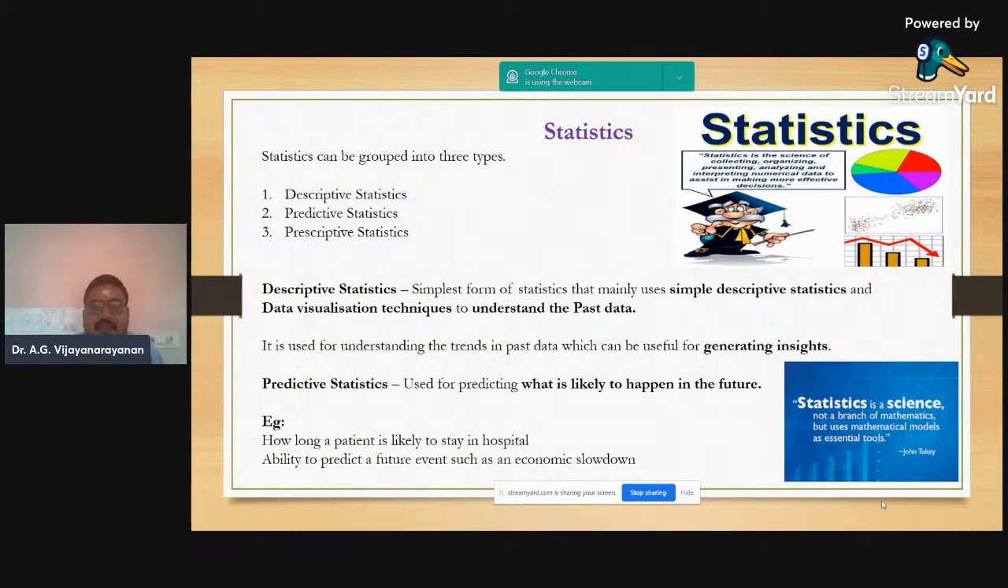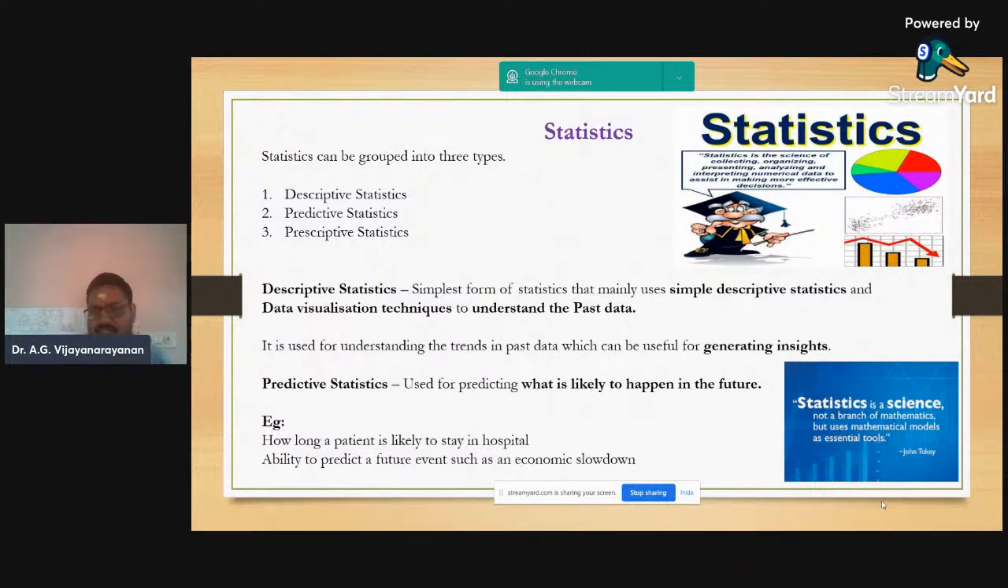If I want to do research in your college, what is the total student strength? What is the total faculty strength? This is just descriptive. It is as it is. So if I read what exists, that is what we mean by descriptive statistics. And descriptive statistics basically works on the past data which we have, and from that, we can get some good insights.